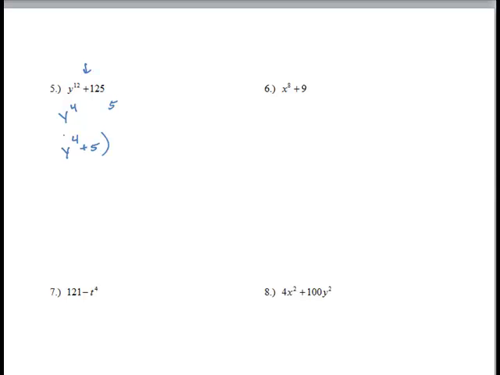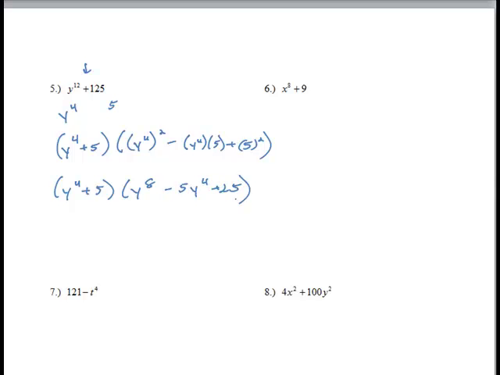The binomial, y to the 4th plus 5, times the trinomial, y to the 4th squared, minus y to the 4th times 5, plus 5 squared, which simplifies to y to the 8th minus 5y to the 4th plus 25.